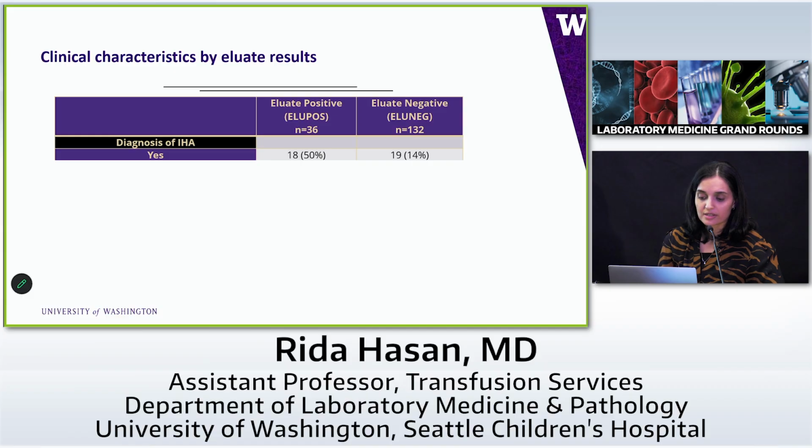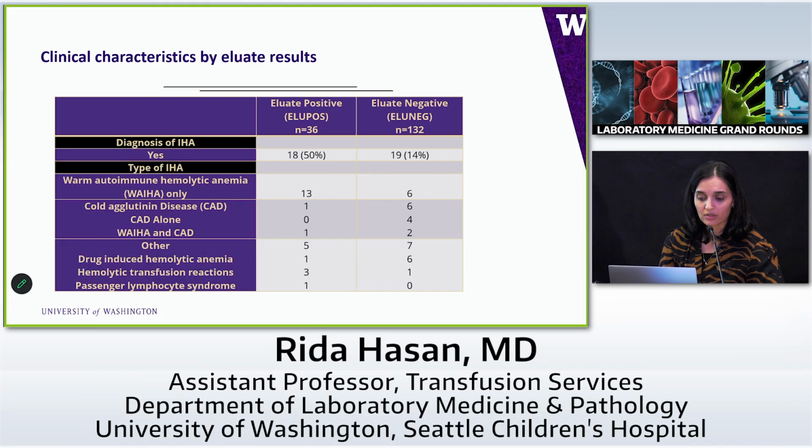So eluate positive had a 50% chance that they were going to have a diagnosis of immune hemolytic anemia versus 14% in the eluate negative. And the most common diagnosis was warm autoimmune hemolytic anemia, or WAIHA, and that was mostly in the eluate positive group, followed by either cold agglutinin disease or a mix of warm and cold agglutinin disease as the second most common. And then the third most common diagnosis was a drug-induced hemolytic anemia. Both CAD and drug-induced hemolytic anemia were more common in the eluate negative group.